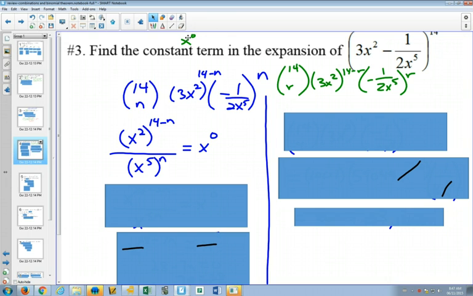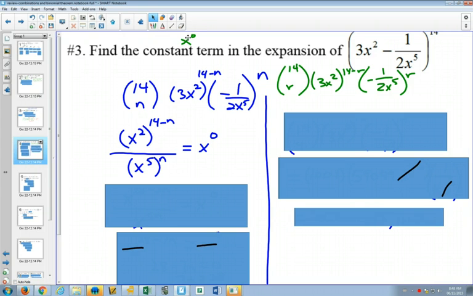So now if I just consider the x squared, here I'm going to get x squared to the 14 minus n. That's what's going to be in my numerator. On the bottom, I'm going to have x to the 5 to the power n, because this exponent n here would go to that entire fraction. And now I need to figure out a value of n so that everything cancels out.